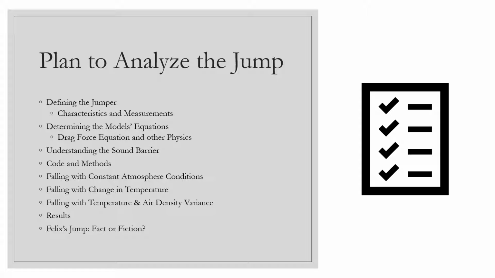Here is my plan to analyze the jump. I begin with defining the jumper and move to determining the model's equations. Then I have to understand the sound barrier and move forward with the code and methods. Then I'm looking at the following: constant atmospheric conditions, followed by change in temperature, followed by temperature and air density variance, looking at the results and determining whether or not Felix's jump is fact or fiction.